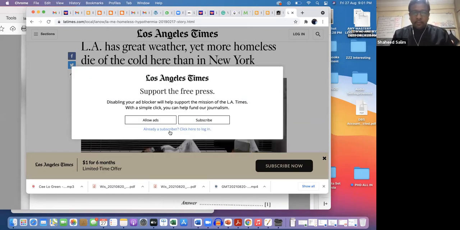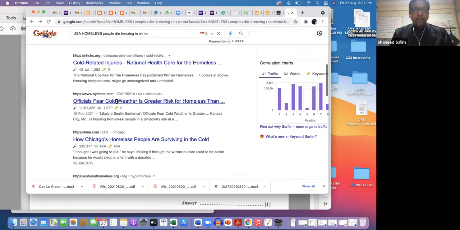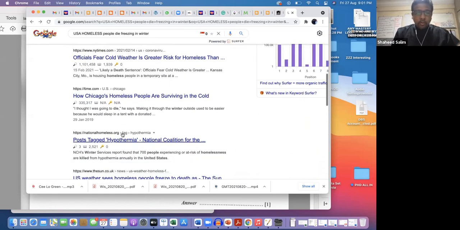Okay, but anyway, they don't allow me to read this one. But you can see, right? It has great weather. Yet more homeless people die of the cold here than in New York. US is going around the world helping all the other countries. Their own country, people are dying frozen to death. You know, they freeze to death. So, see down here.